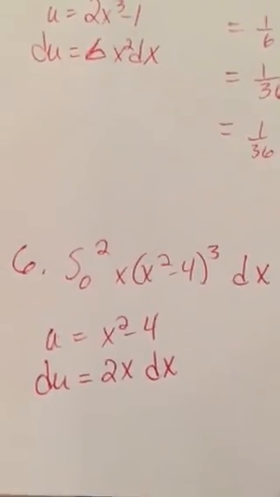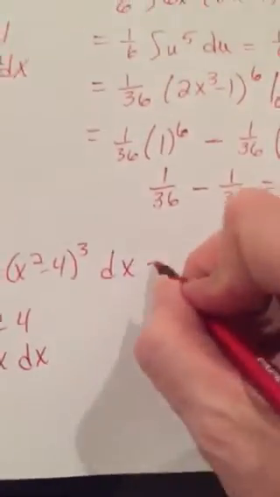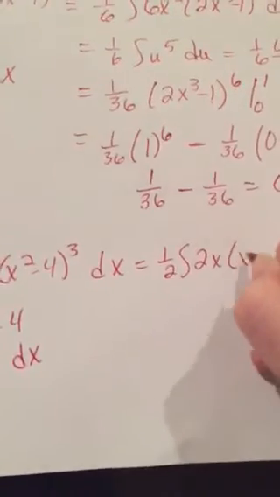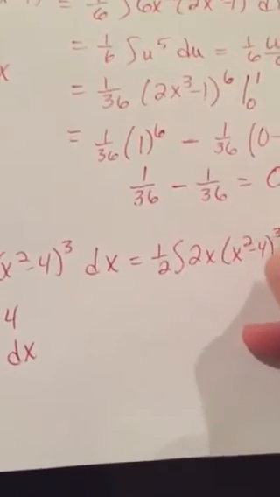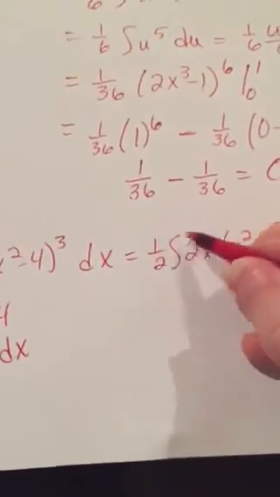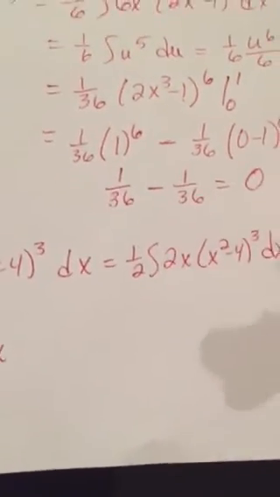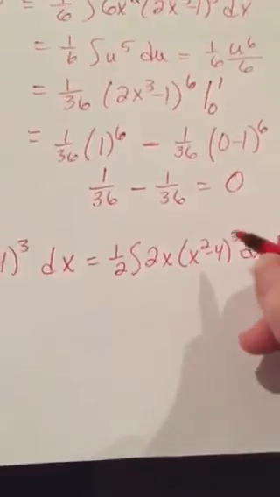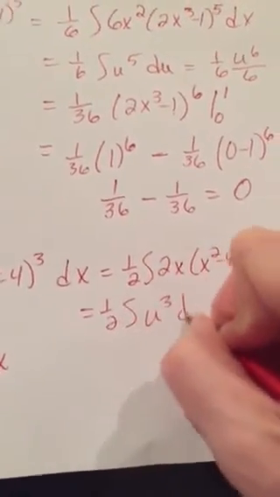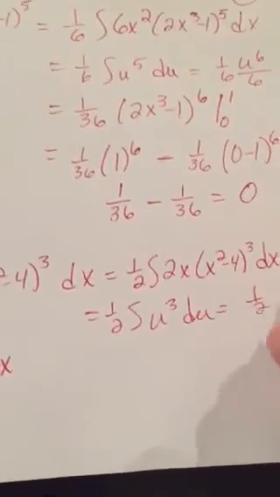Notice we're missing the 2. We don't have a 2, so I'm going to do a 1/2 out front and a 2 inside. Remember, whatever you put inside, you have to put the reciprocal outside so that they multiply together to be 1. So 1/2 times 2 is 1. So that's how I can just stick a 2 in there. Now I can do my substitution and my antiderivative.